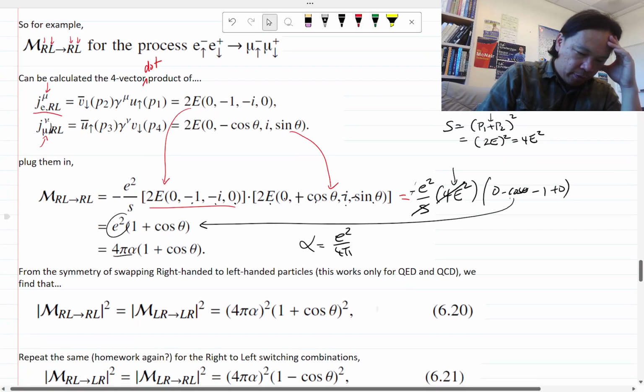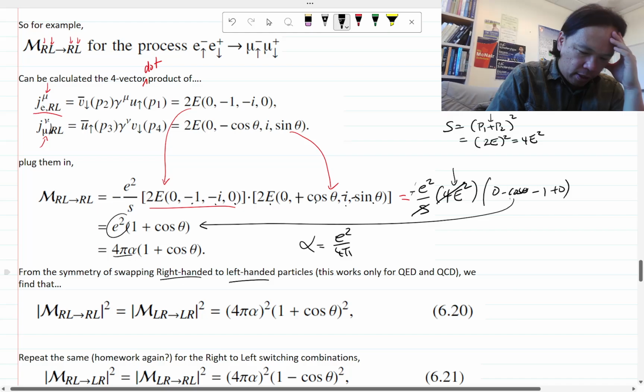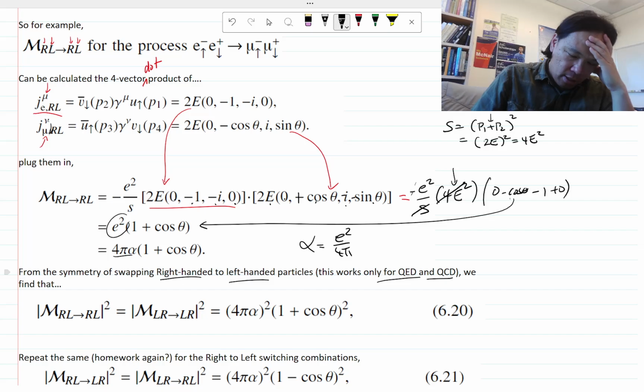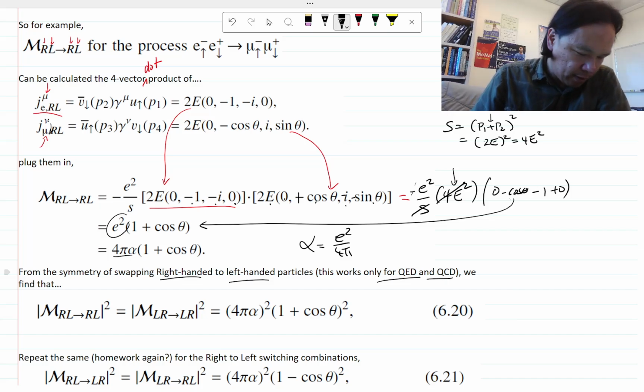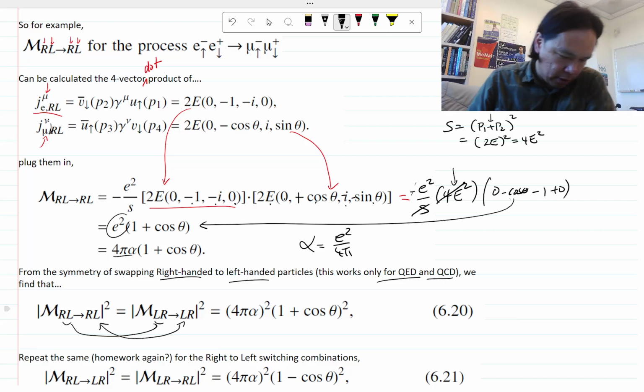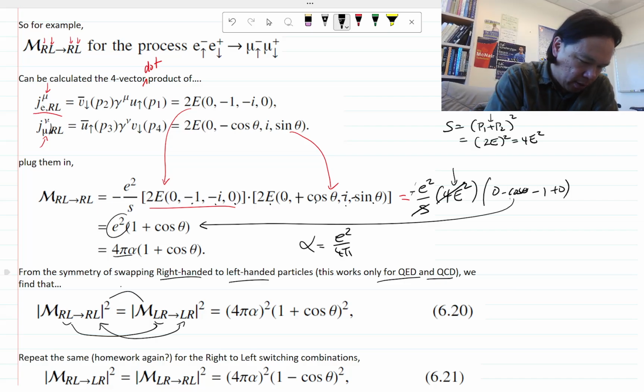From the symmetry of just swapping the left and right-handed particles, this only works for QED and quantum chromodynamics, where this handedness is actually conserved. It doesn't work with the weak interaction. We'll see that later. We can see that swapping these indices, these spin labels, will give you the same results. So both of these are the same as each other.